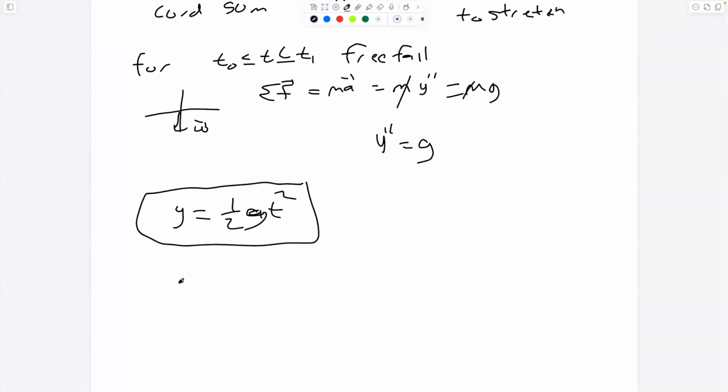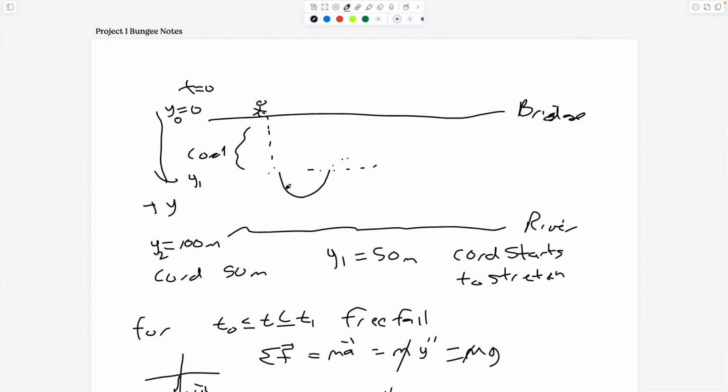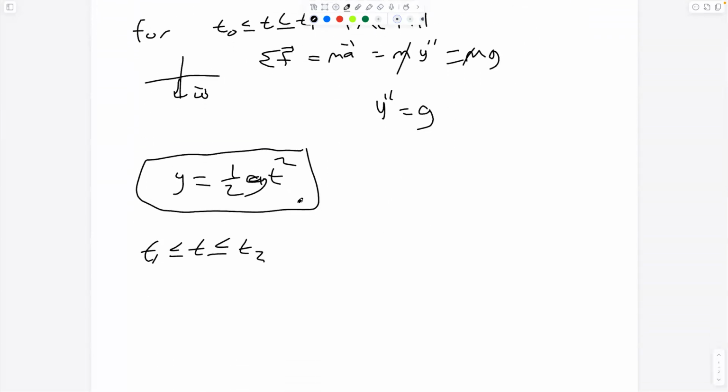Okay, so then after t1, from t1 to t2, this is the time from, again, when the cord starts to stretch until we reach the end and it's stretched all the way out. Now we have another force. So again, we'll draw a free body diagram. We'll have our weight pushing down, and we'll have some spring force, we'll call it Fs, pointing back up. But remember, down is the positive direction. So this will be a positive force. This will be a negative force.